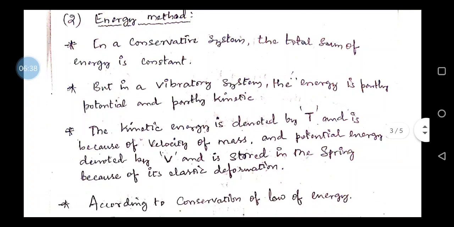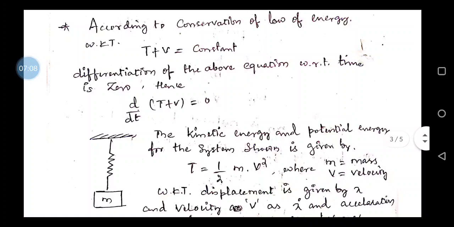In a conservative system, the total sum of the energy is always constant. But in a vibratory system, the energy is partly potential and partly kinetic. The kinetic energy is denoted by T, and it is because of the velocity of the mass, and potential energy is denoted by V, and it is stored in the spring because of its elastic deformation. According to the conservation law of energy, the kinetic energy plus potential energy will always be equal to constant.